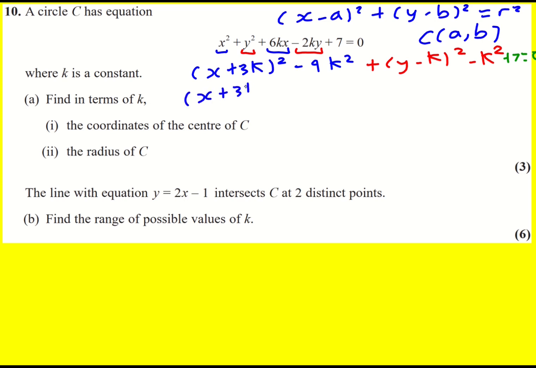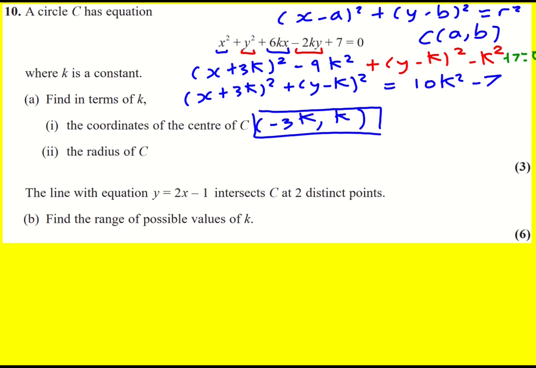So x plus 3k squared plus y minus k all squared is going to equal 10k squared minus 7. And that means the coordinates of the center C are going to be (minus 3k, k). Remember, in the original it was x minus a, so I have to take the negative of whatever's here. And then the radius is going to be the square root of 10k squared minus 7. Nice.